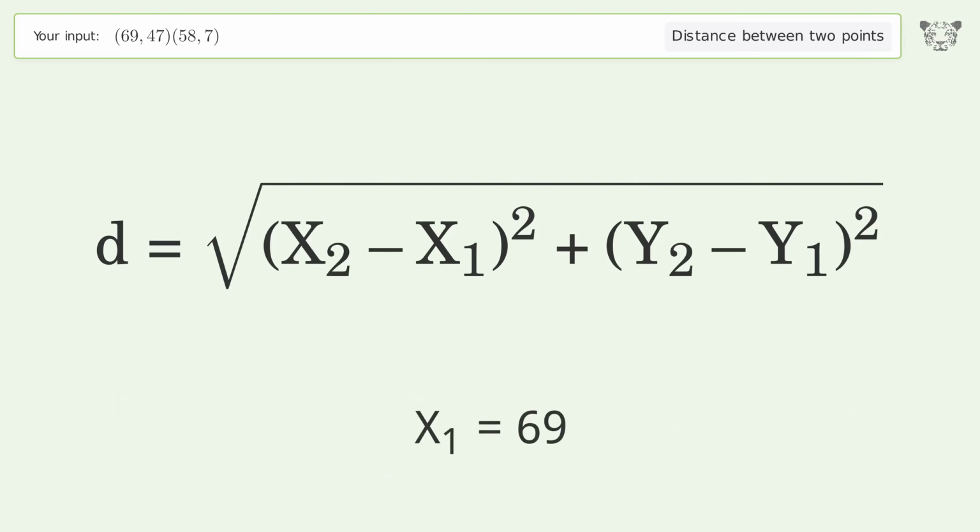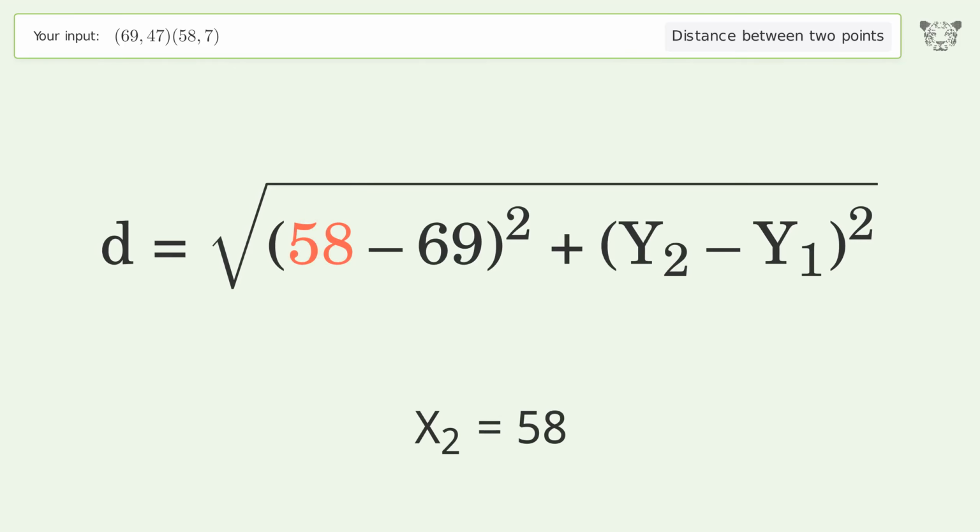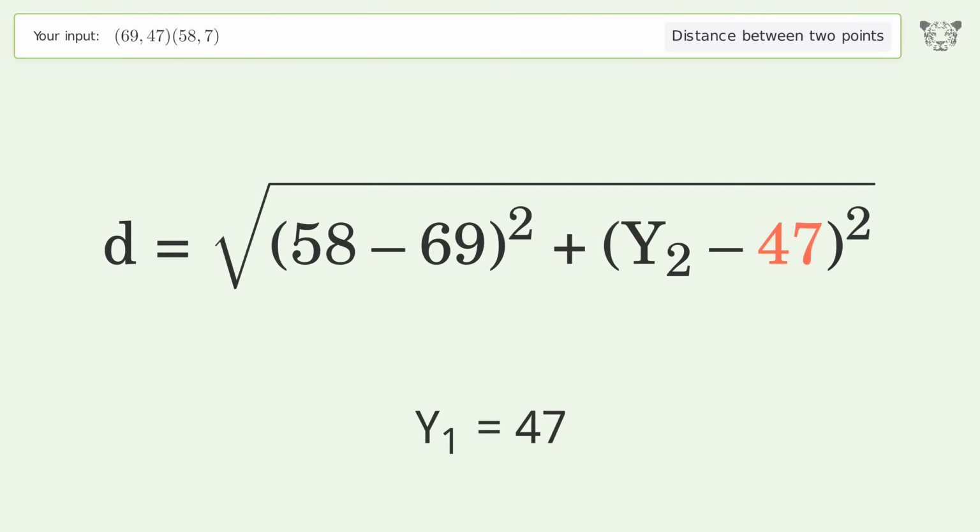x1 equals 69. x2 equals 58. y1 equals 47. y2 equals 7.